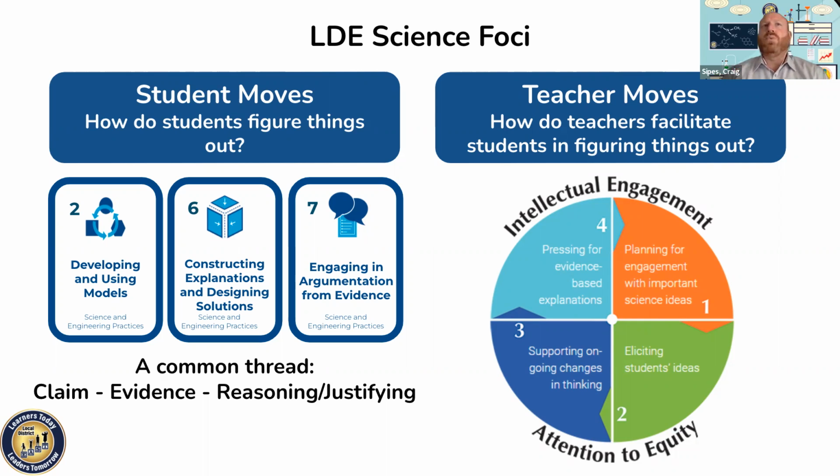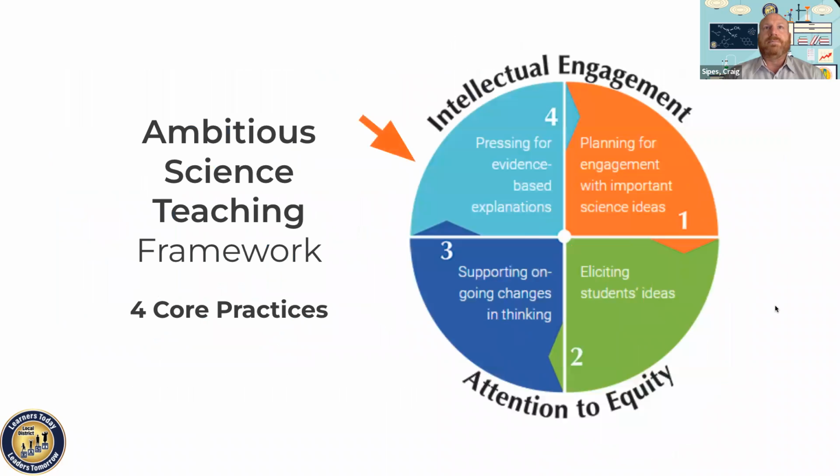And we've been going over a 4-part series. This is the 4th in the 4-part series of the teacher moves. The teacher moves are called the ambitious science teaching practices. We've gone through planning for engagement with important science ideas. That was our first PD. We looked at number 2, how do we elicit students' ideas? Number 3, how do we support ongoing changes in thinking? And today, next slide, please, we're on number 4, pressing for evidence-based explanations.